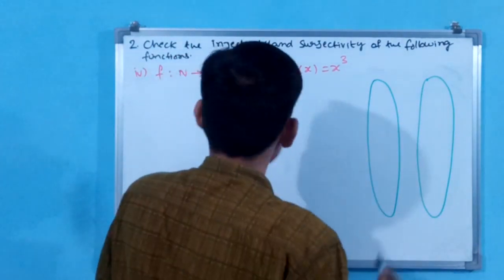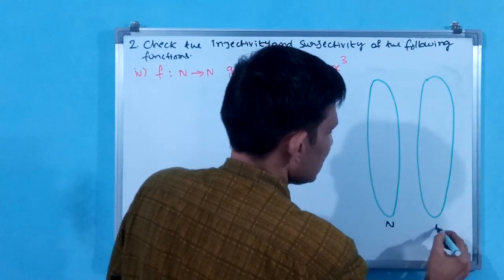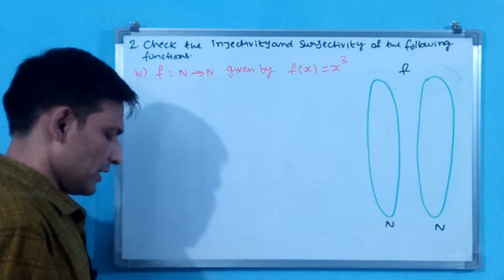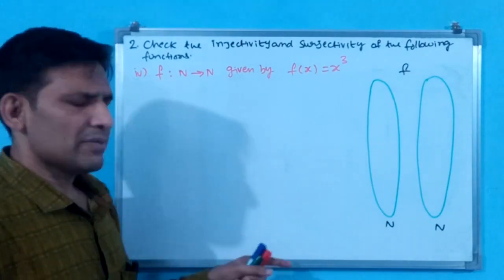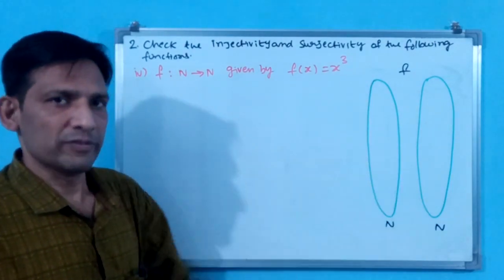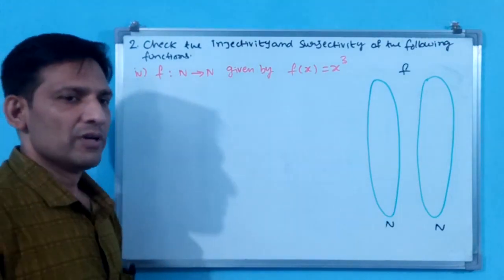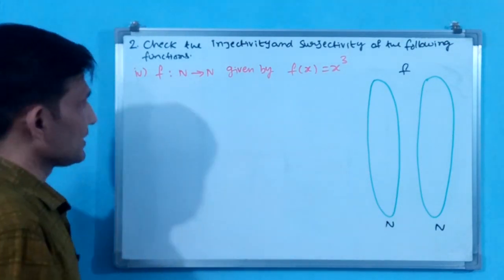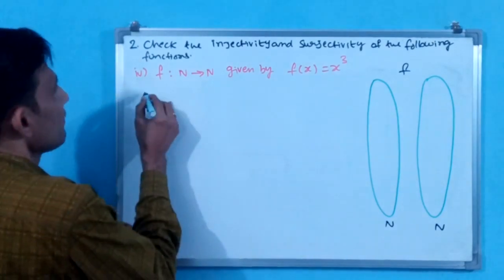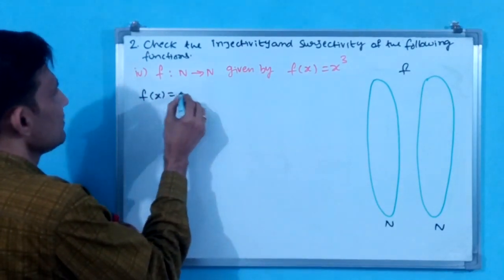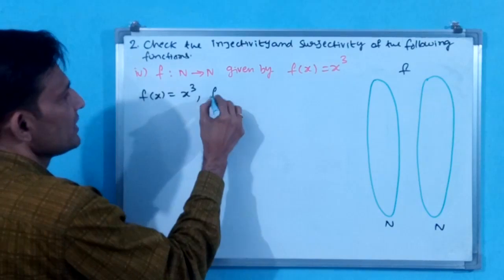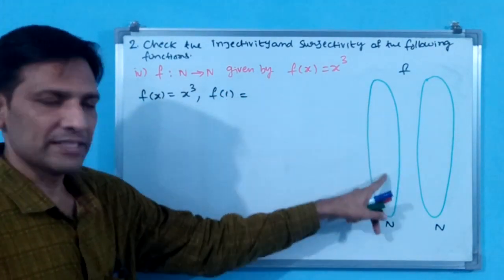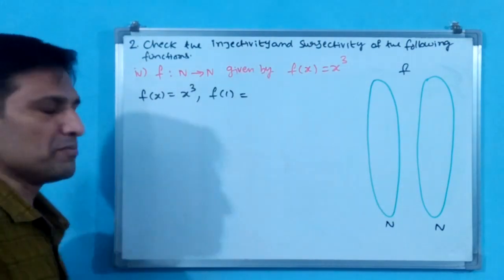Say both are natural numbers, means N, N with f. Natural numbers we know are 1 to infinity: 1, 2, 3, 4. Like this, whole numbers will come. No fractions are going to come. Okay. Now you come to the function. F of x is equal to x cube. That means f of 1. First I take 1 only. Why? Because here 1, 2 like this will be there. No negative number, no 0 will be there.